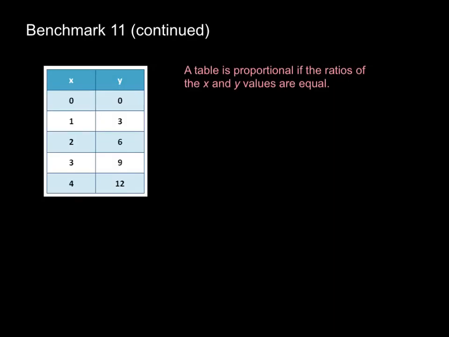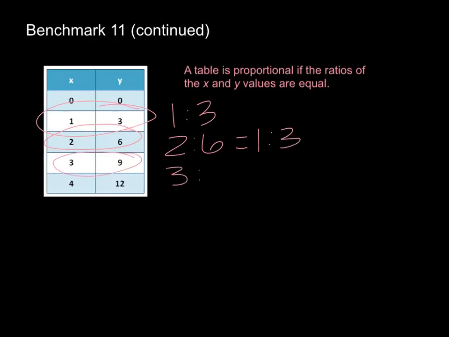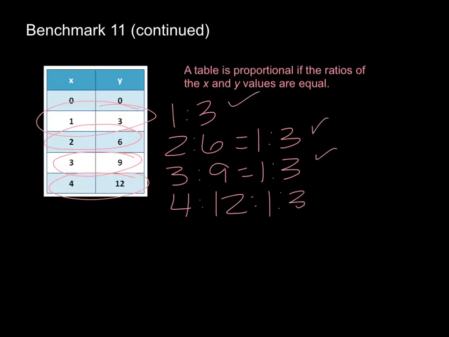So to review from benchmark 11, a table is proportional if the ratios of the x and y values are equal. So if we look at x and y in this case, 1 to 3 cannot be reduced, so that's just the ratio. 2 to 6, we can divide both of them by 2, and that equals a ratio of 1 to 3. 3 to 9 also equals 1 to 3, and 4 to 12 also equals 1 to 3. All of these ratios equal 1 to 3, so this table is proportional.